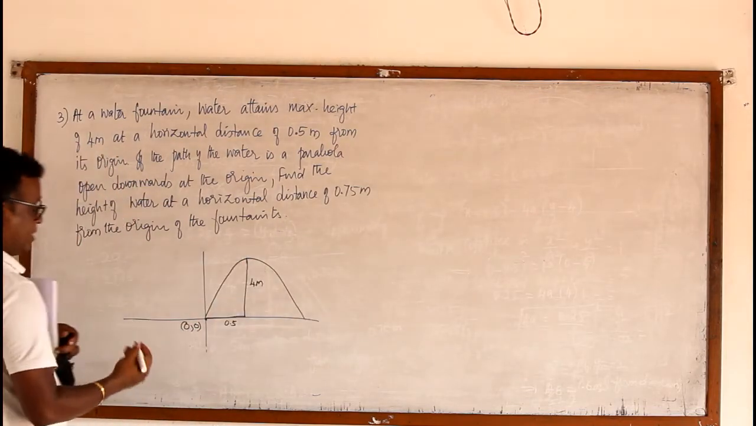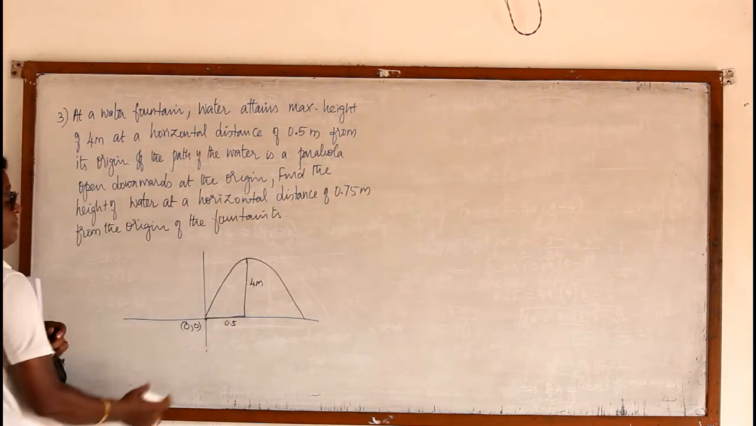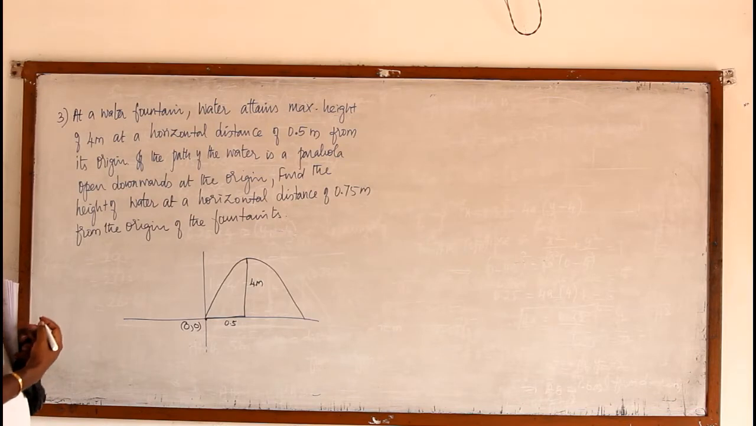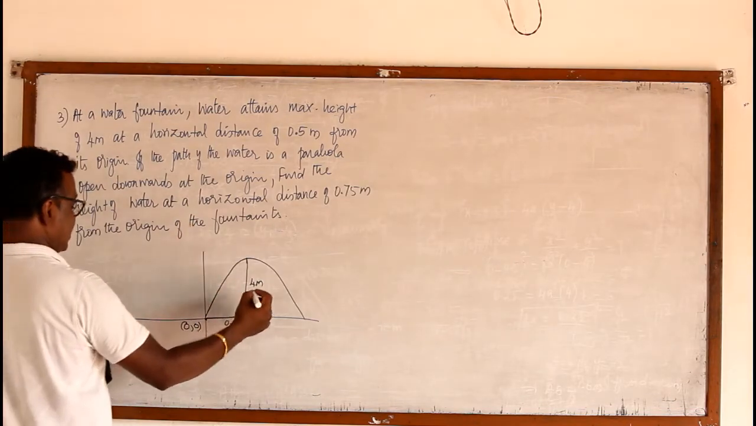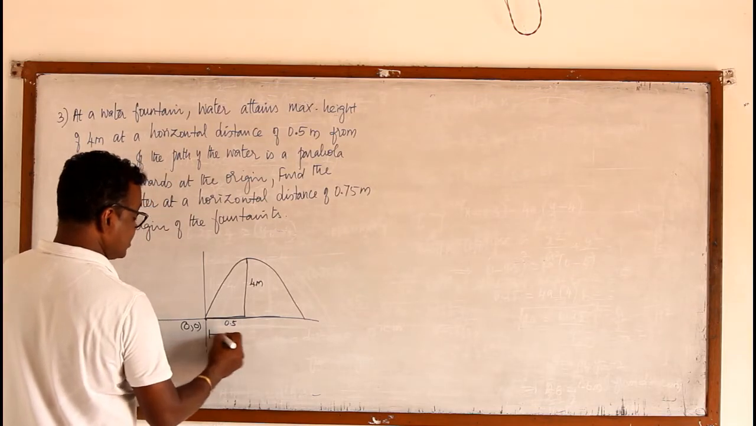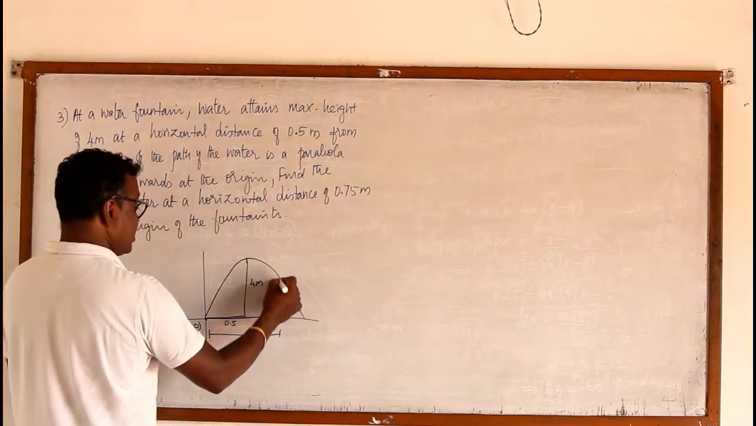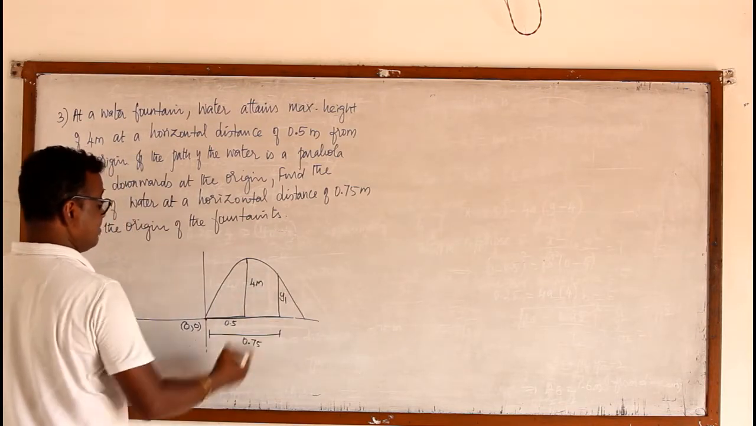So this is the fountain. The fountain reaches a maximum height of 4 meters, and it is 0.5 meters from the origin. Now they are asking what will be the height of the fountain if it is 0.75 from the origin. That is, if it is 0.75, there will be a corresponding height, isn't it? That height is, I think, y1.